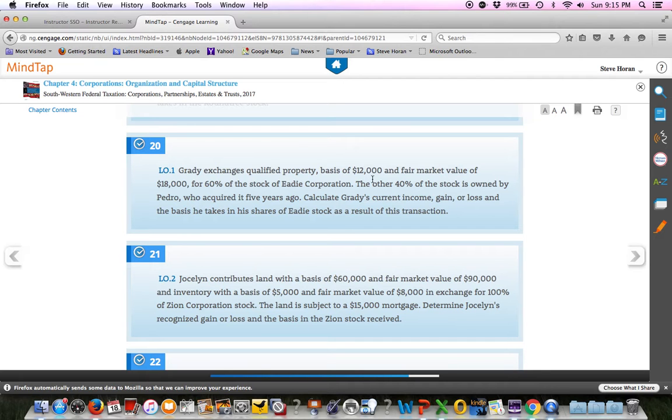Then all of that gain is actually going to be recognized now because he did not meet the 80% rule. So the transaction is fully taxable to Grady. His ED stock basis is $18,000, the fair market value. Okay, so that answers question 20.